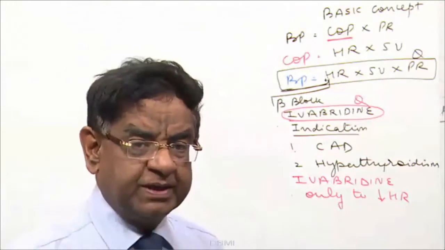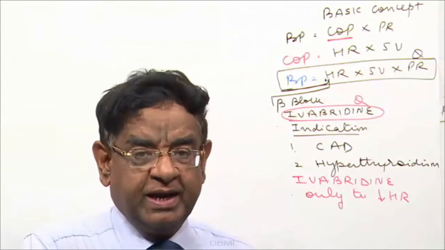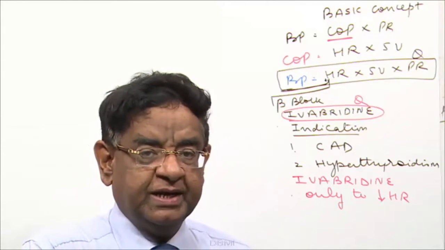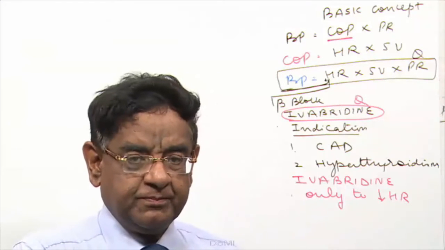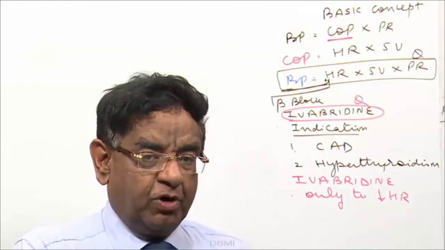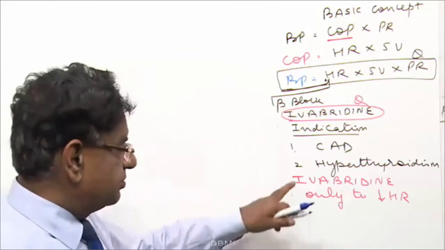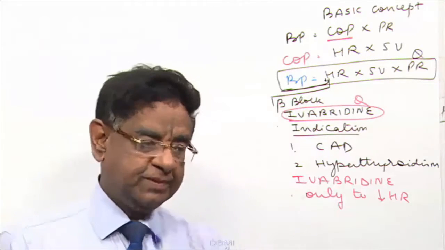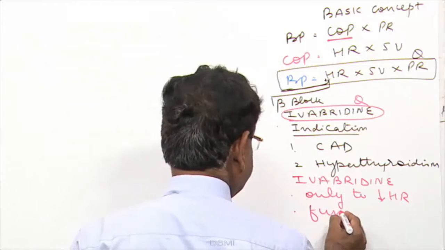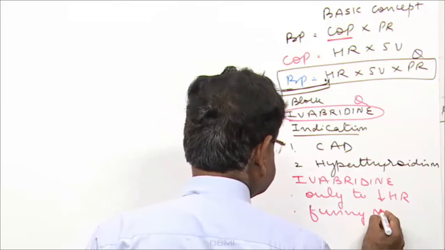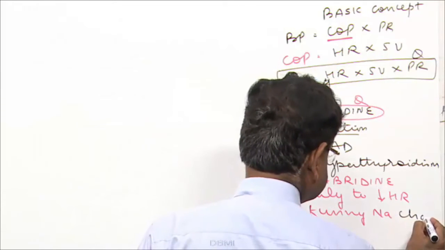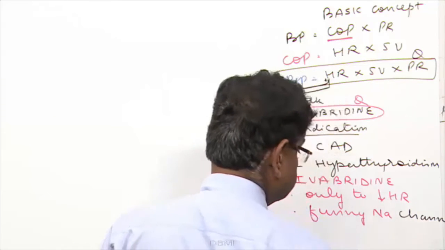It means what? Those conditions like bronchial asthma or erectile dysfunction, where beta blockers are contraindicated, you can use this drug. Second point about ivabradine, it acts on the funny sodium channels.